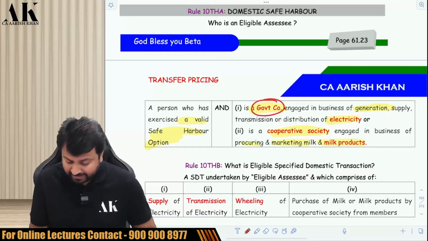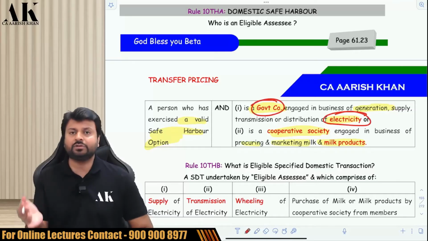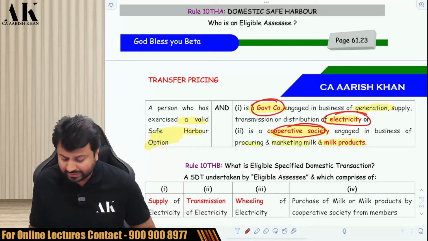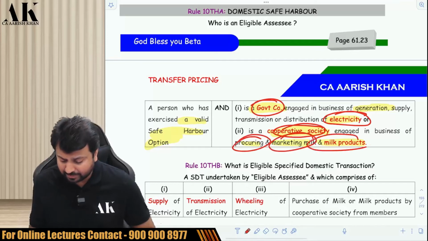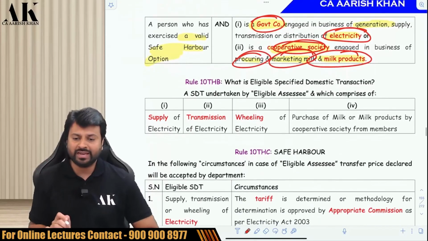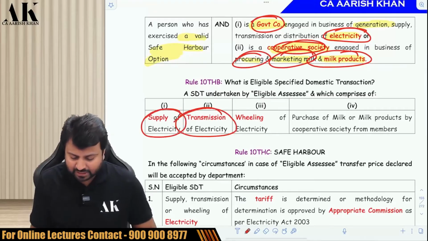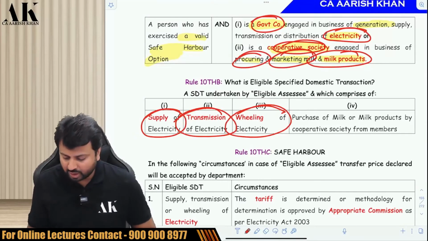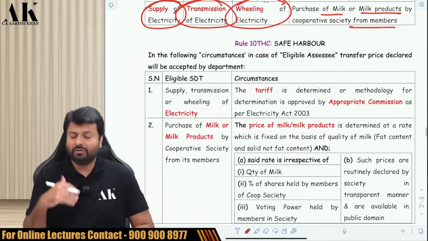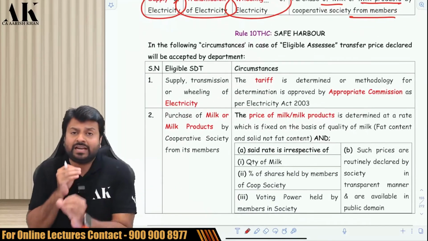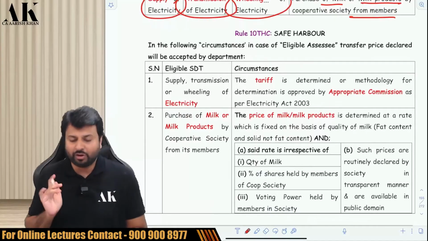A government company engaged in generation, supply, distribution of electricity, or a cooperative society engaged in procuring and marketing milk and milk products. Only applicable for these. As you can see, a government company engaged in supply of electricity, transmission of electricity, wheeling of electricity, or a cooperative society engaged in purchasing milk or milk products, for them it is applicable. Okay. Now what is the safe harbor? How much minimum profit are they supposed to show so that the department will not raise any question?